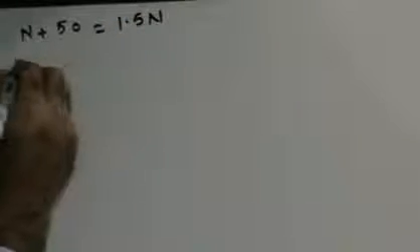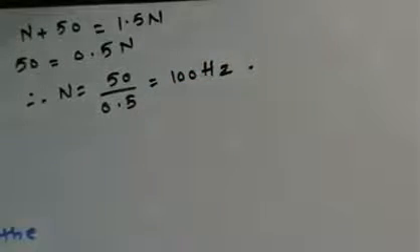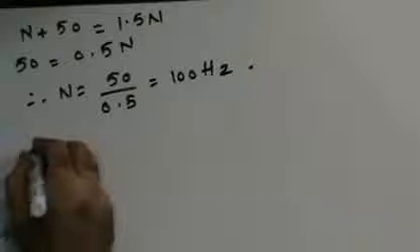If I solve this equation, I will get n plus 50. 10 into 5, that's 50, is equal to 1.5 n. You can take n on the other side. 50 is equal to 0.5 n. Therefore, n is equal to 50 upon 0.5. Right? So you will get the value of n to be 100 Hertz. So the frequency of the first fork is 100 Hertz.